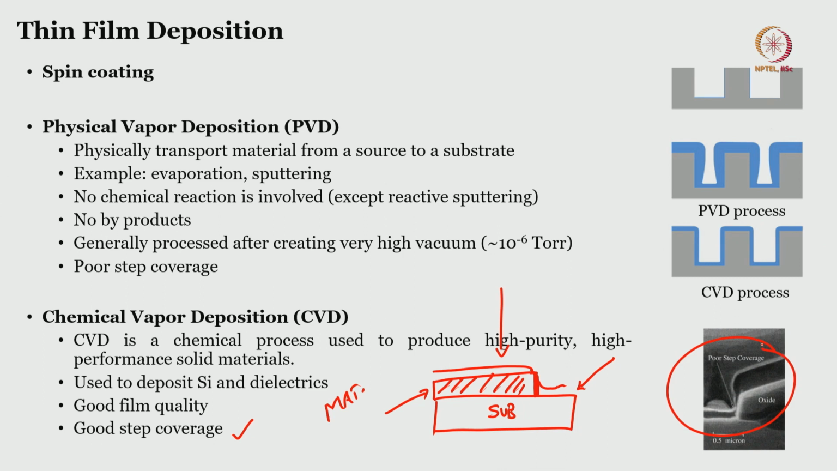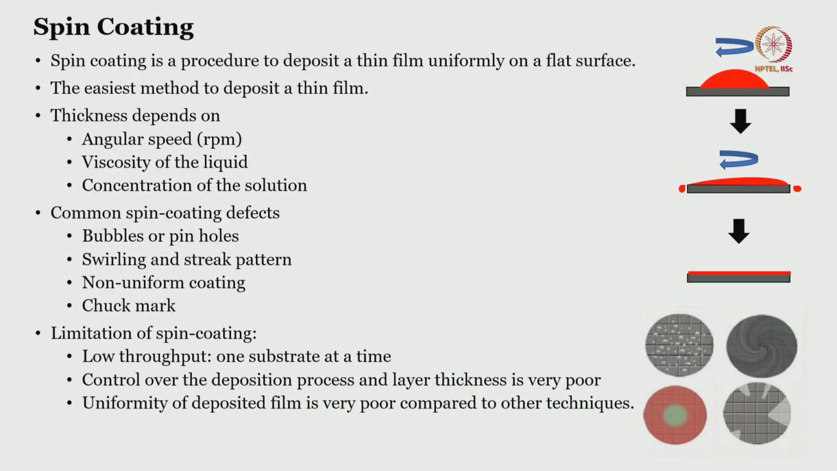From this figure you can see it is not really covering the oxide properly, but if you go for CVD, this will not be there. So, good step coverage and good film quality; it is used to deposit silicon and dielectrics. The only limitation you need to be careful about is that there are byproducts, because when there is a chemical reaction, byproducts are there. So, this is the difference.